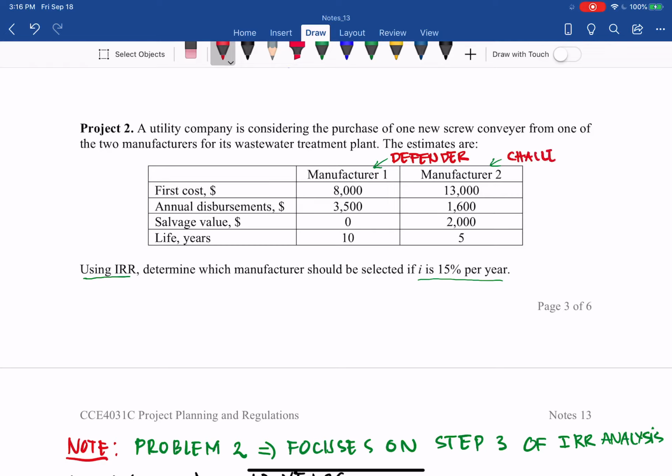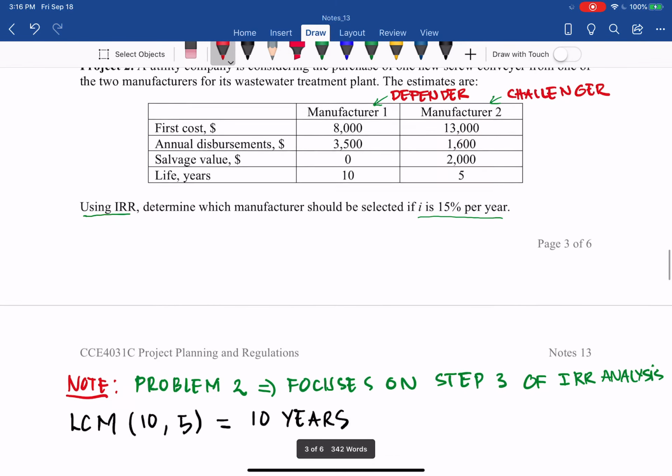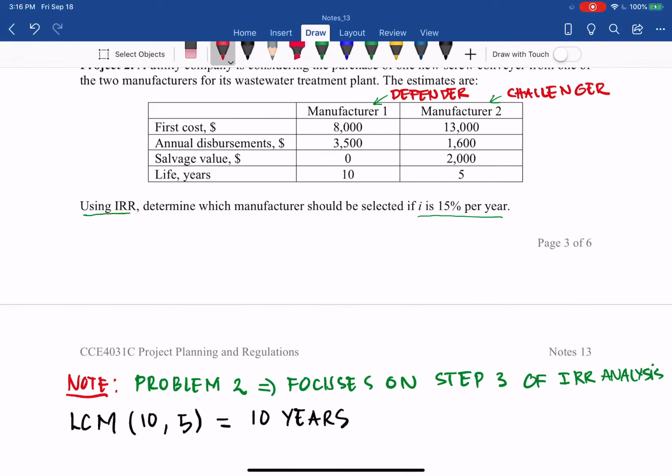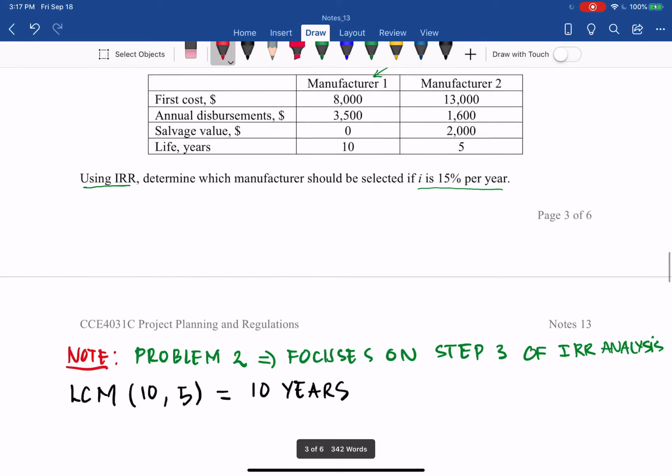You always start with the least initial cost. No one wants to invest more. If you have the same benefit, then put less money in. So that is the defender. The challenger has to justify that it's better to put more money in to get more benefit. Then you go with that. Otherwise you go with the defender.